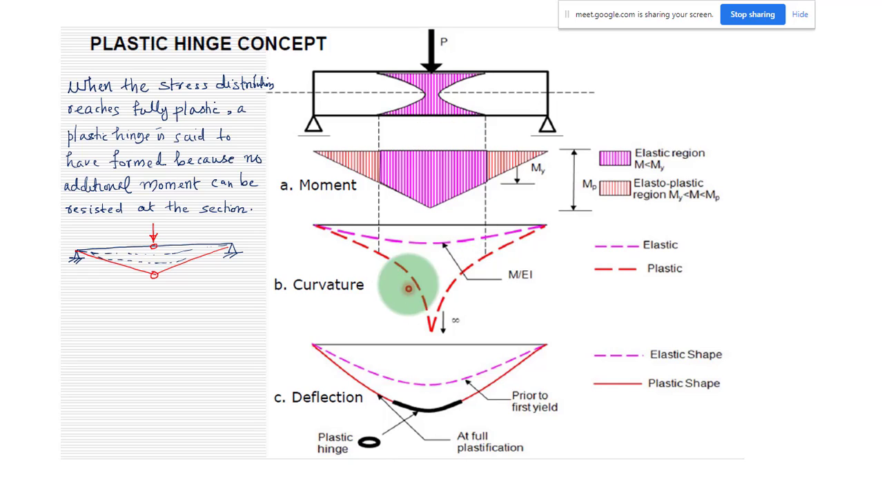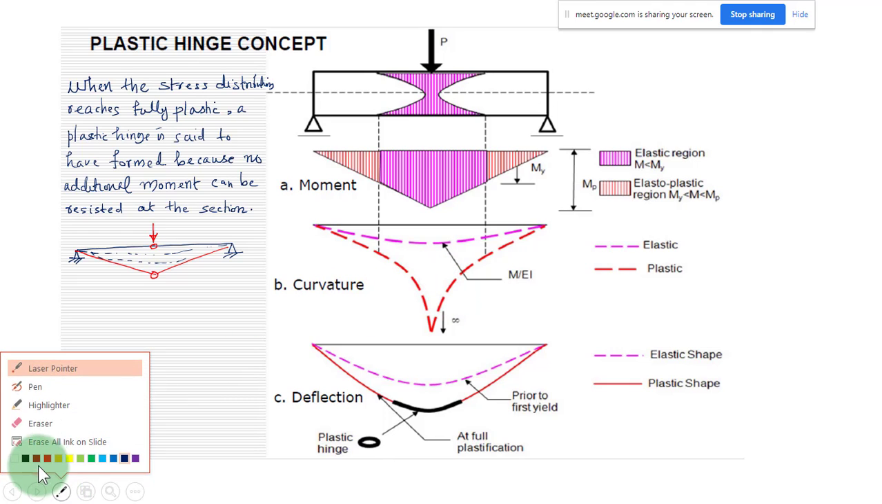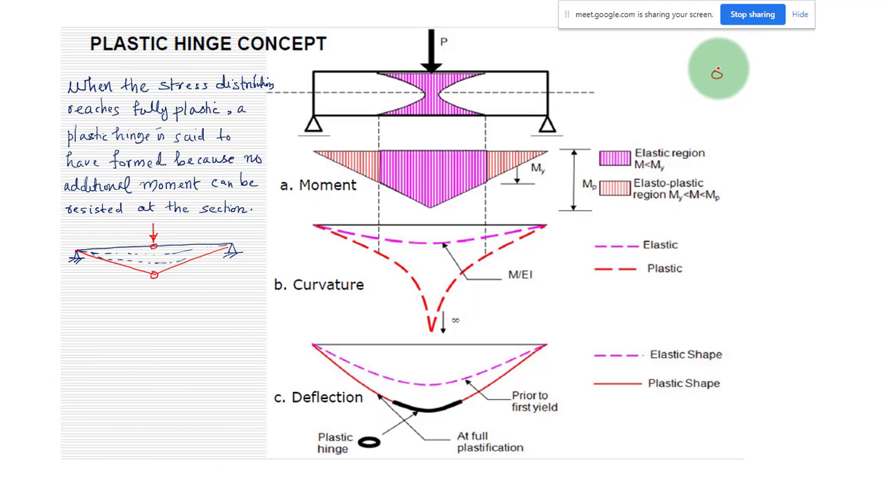But at the plastic stage, what will happen? If you keep on increasing the load, your deflection will be increasing, your curvature also will be increasing, right? Because what is the curvature? That is nothing but M by EI. So if you keep on increasing load, your moment keeps on increasing, and the maximum value will reach at the plastic state, Mp. Theoretically, you can say that after that the curvature will become infinity.